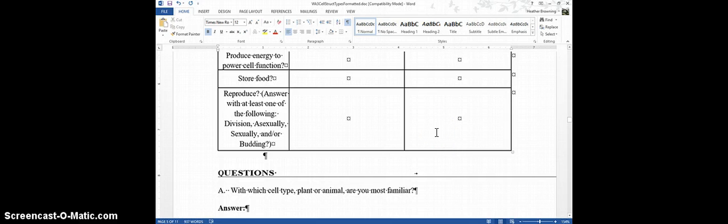So instead of saying like the nucleus or something, you're going to say it's done through division, it's done through asexually, sexually, it's done through budding. You know, it's weird, but that's how they did it. So that's what we're doing.